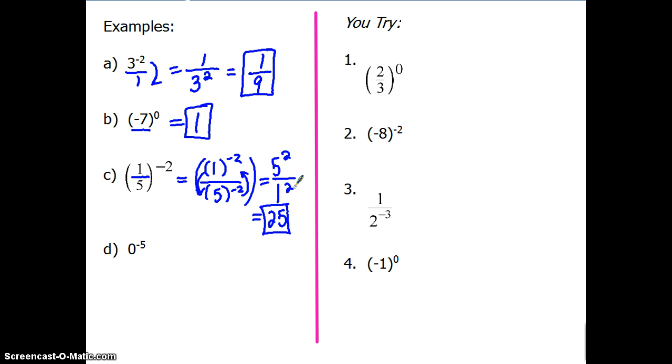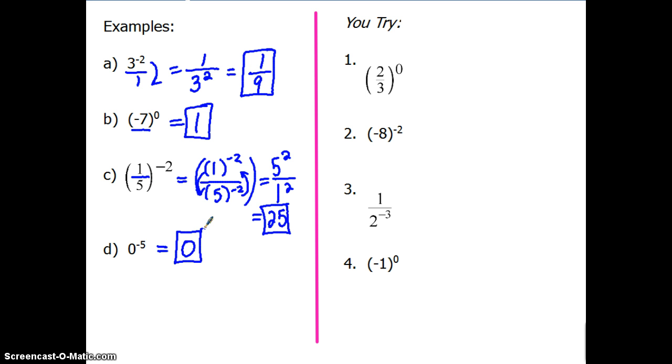So that one involved a couple of our rules. We had a quotient to a power, and then we also had to deal with those negative exponents. We never want to leave negative exponents in our answer. If it has a negative exponent, then we are going to move it. All right, and look at example D. This one says 0 to the negative 5. 0 to any power is going to be 0 because think about that. If we are raising 0 to any power, 0 times itself any number of times, that is always going to be 0.